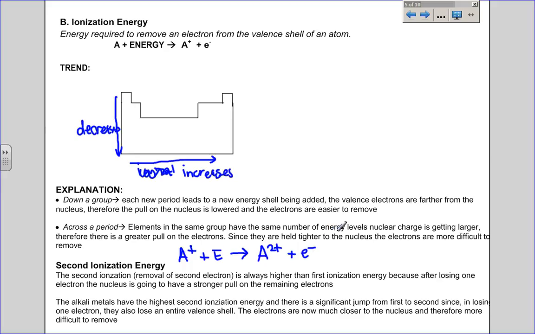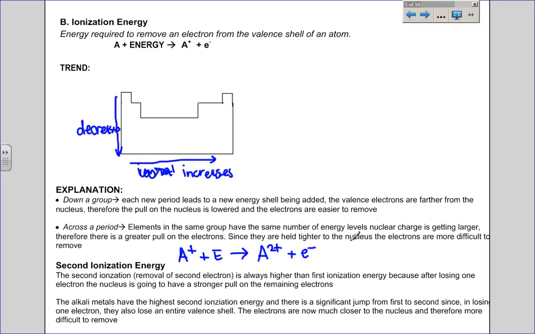Now, the second ionization energy is always going to be higher than the first ionization energy, regardless of the atom that we're examining, because by removing an electron, we've increased the effective nuclear charge in that particular species. So the ion is always going to have a higher effective nuclear charge than the atom that it came from.